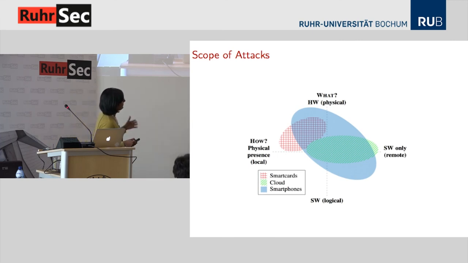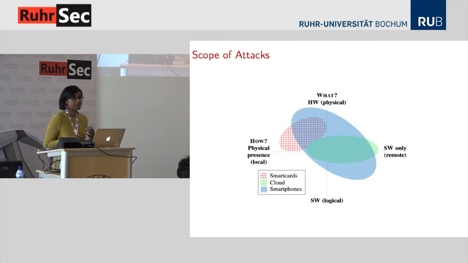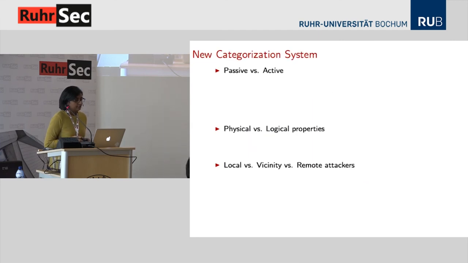Here on the y-axis we have what is being attacked. Is it the hardware or the software? And then on the x-axis, how is it being attacked? Is it through physical presence, software only, or remote attacks? You can see the grid in red denotes smart card, the one in green is for cloud-based attacks, and blue is essentially smartphone. We're going to zoom into that figure later on to show you what the actual attacks are. So through long discussions, we came up with 3 categories.